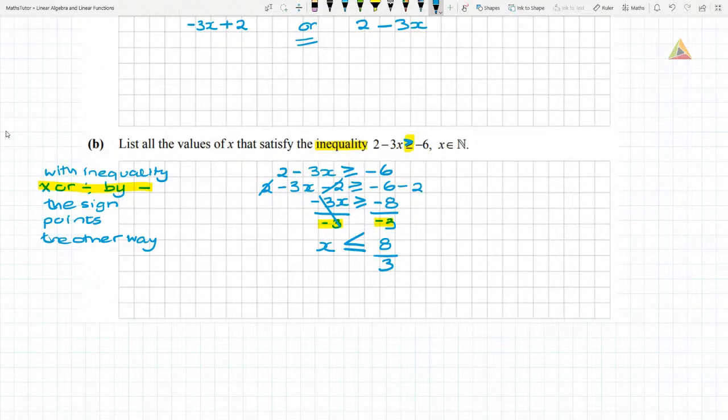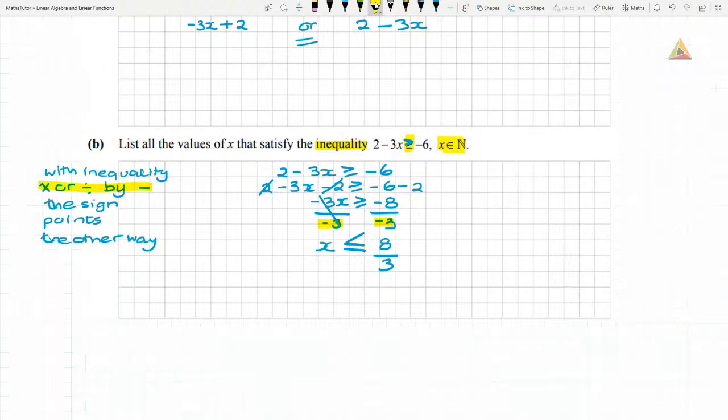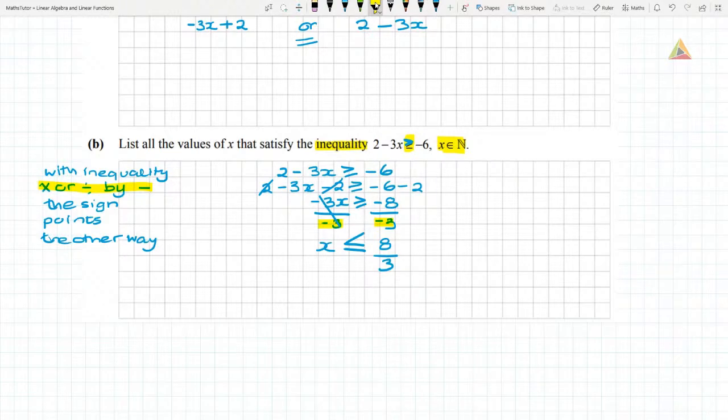So it says, list all the values of x that satisfy this inequality. So I actually need to write down, well, what are the numbers? And it tells me that x is an element of n. So this is what we were looking at in week 1 with our natural numbers. And we said our natural numbers are our counting numbers. So 1, 2, 3, 4, 5, 6, 7, 8. We can't have numbers like 8 over 3. That's a fraction, that's a rational number, but it's not a natural number.